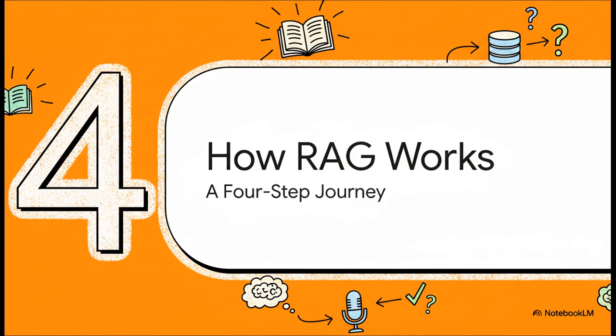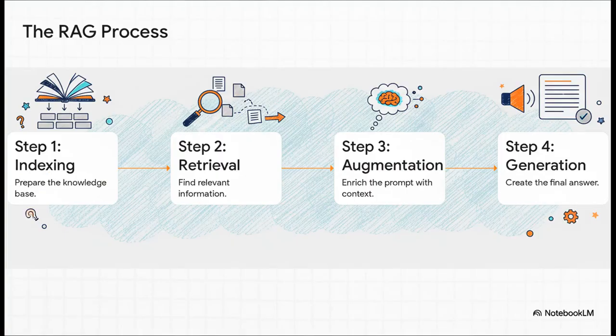Well, it's a pretty cool 4-step journey from your question to the final answer. The whole thing breaks down into these 4 key stages. You've got indexing, retrieval, augmentation, and finally, generation. That first step, indexing, is something you only have to do once. The other 3, they happen in a flash, every single time you ask a question.